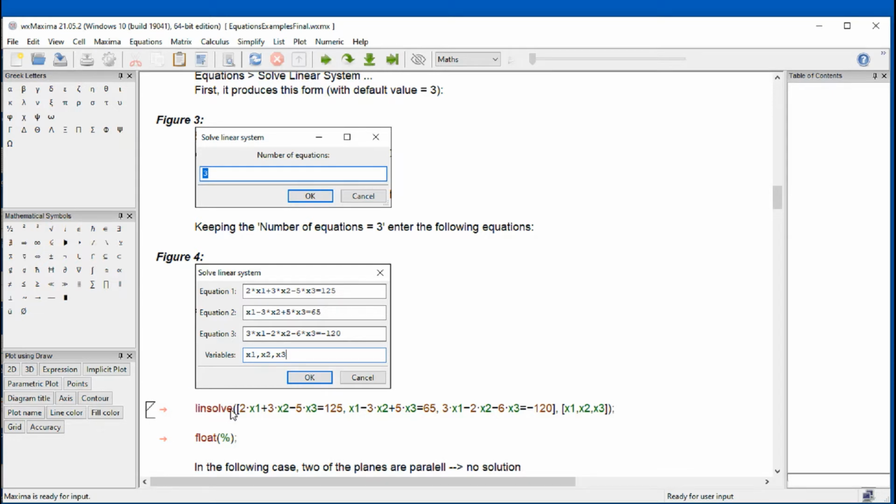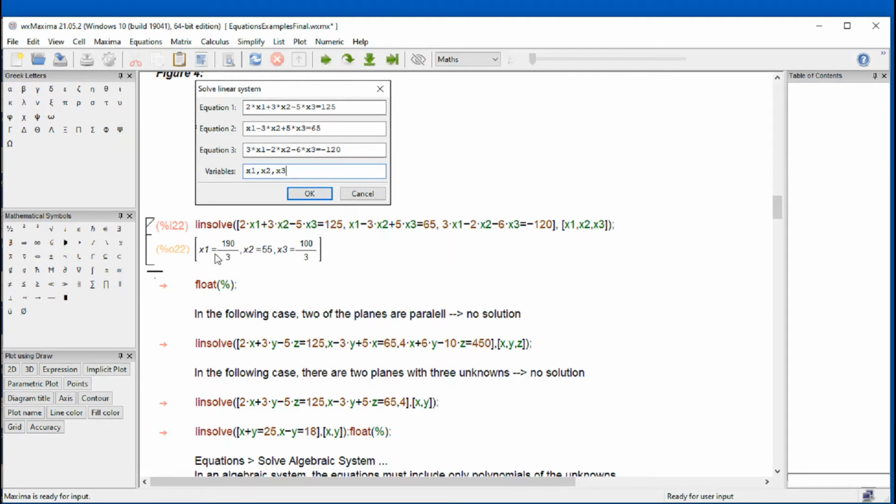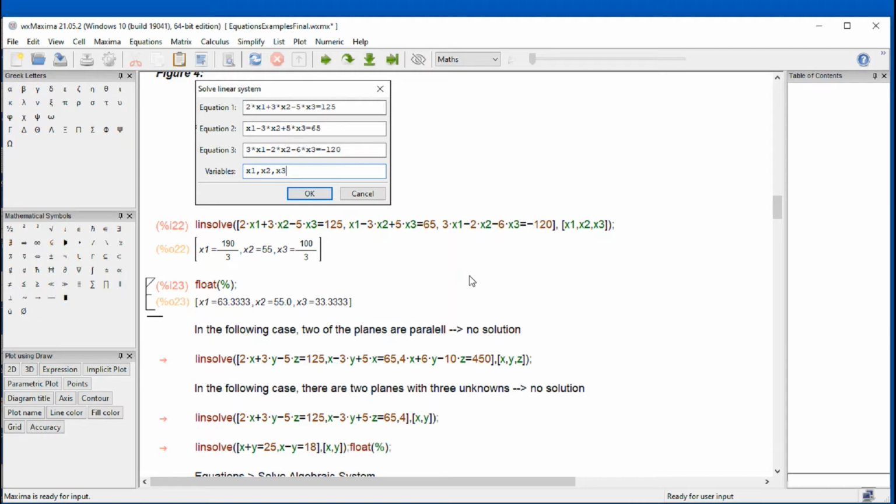So you trigger this command called linsolve, which is the linear solver. The equations are in brackets, separated by commas, and the unknowns are the second argument of the function, entered in brackets and separated by commas. And when you press shift enter for this case, then you get your results as fractions. If you do float of the previous result, shift enter, then you get your results in decimals.